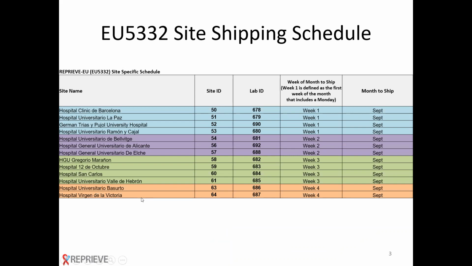Here is the site shipping schedule. We start by week. Over here, you have your lab ID, and then the week within September that you are shipping. And remember, within that week, you ship Monday, Tuesday, or Wednesday to ensure a weekday delivery to BRI.